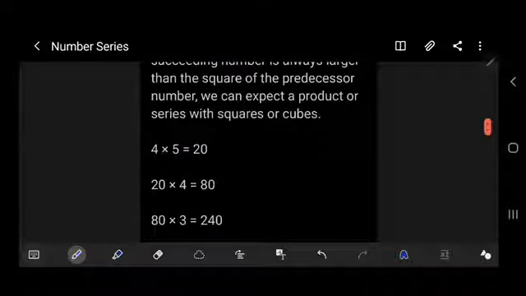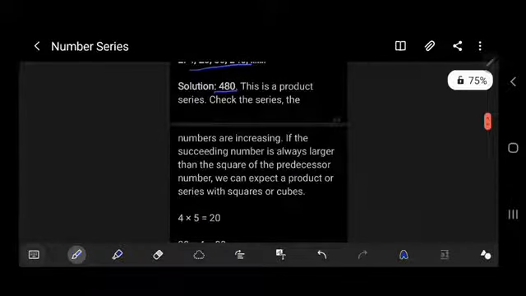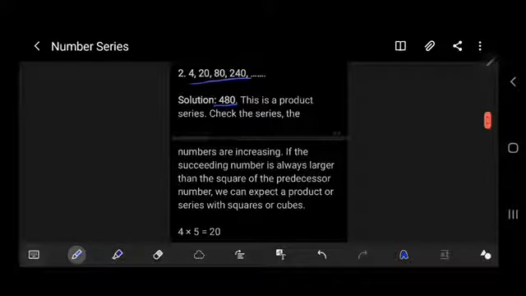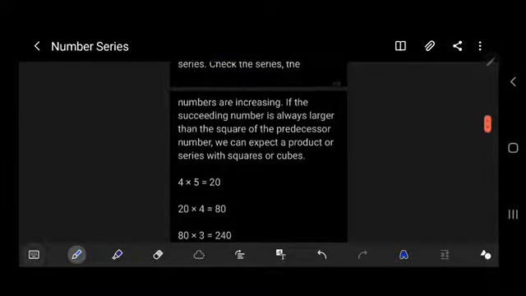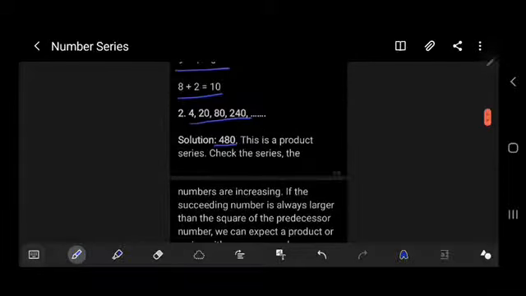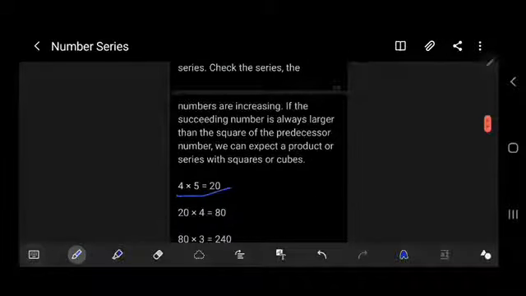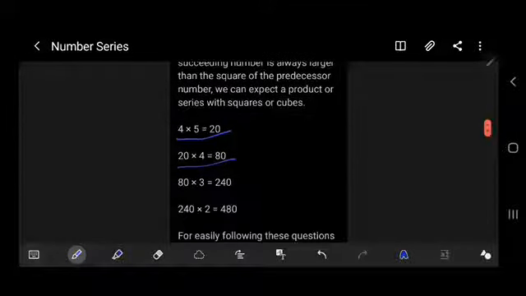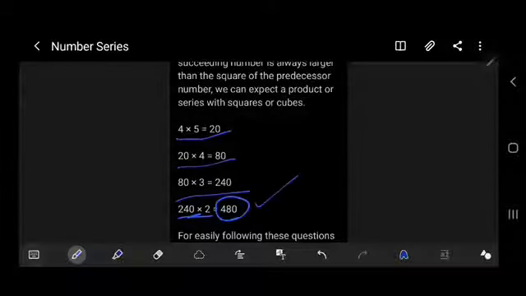I'll minimize this so you can see both the question and solution at the same time. Here the question is 4, 20, 80, and 240. Thereafter, 4 into 5 is equal to what? 20. 20 into 4 is equal to what? 80. 80 into 3 is what? 240. Thereafter 240 into 2 is 480. So your answer will be 480.